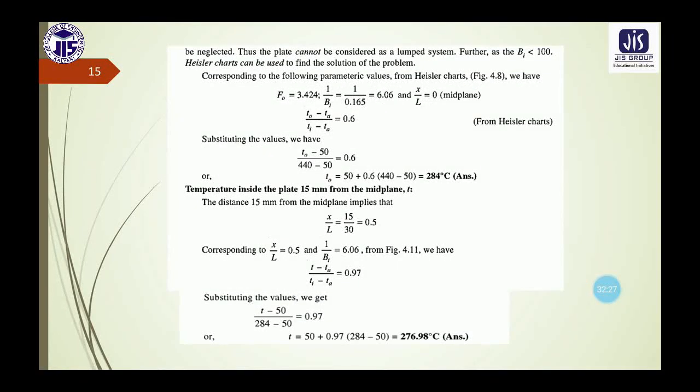Okay, so corresponding to the intersection point of x by L 0.5 and 1 by Biot number 6.06, we are getting (T minus T infinity) divided by (Ti minus T infinity) equals 0.97. This we are getting from the Heisler chart, that is the position correction factor. If we use this value from the Heisler chart, then ultimately we can calculate the temperature inside the plate from the mid plane as 276.98 degrees centigrade.